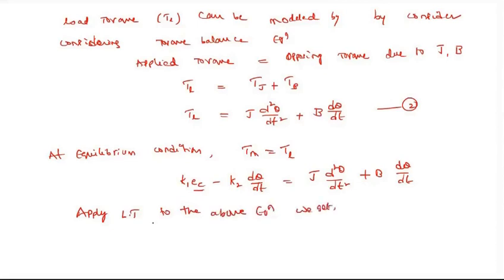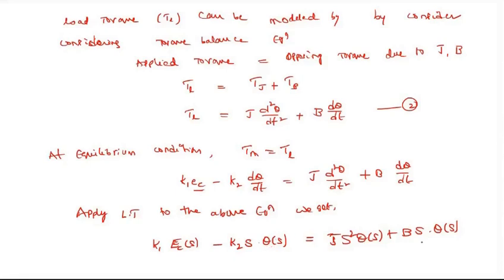So K1 into EC becomes EC of S. Before applying the Laplace transform it should be small; after applying the Laplace transform it should be capital. So K1 into EC of S minus K2 into differentiation, meaning S into theta of S, equals J into S square theta of S plus B into S theta of S, because it's dy/dt. So here is one term related to theta of S.